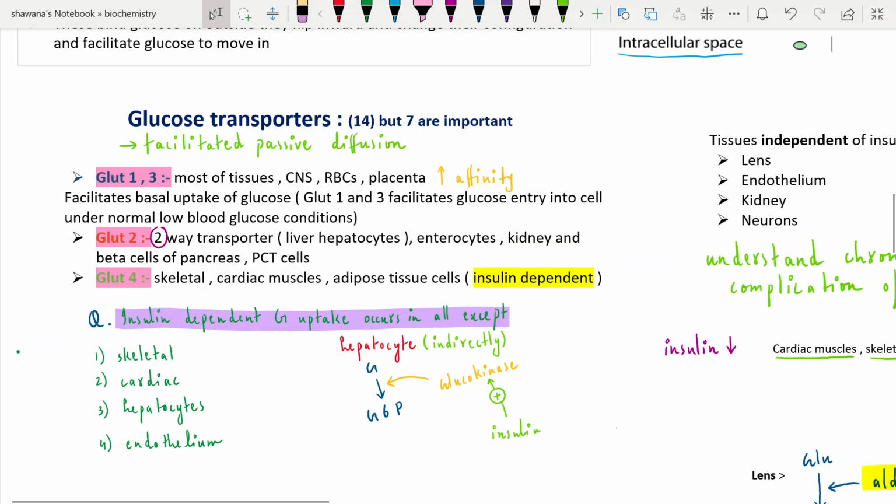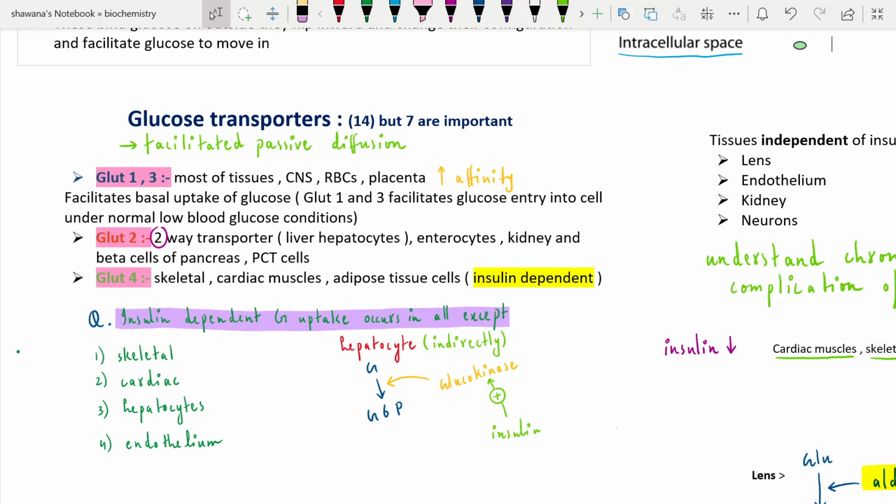Coming to the types of glucose transporters, there are approximately 14 types, but the most important ones are being discussed here. Let's get started. First of all is glucose transporter 1 and 3. I just abbreviate them GLUT1 and GLUT3. Remember that 1 and 3 are present in most of our cells, most of the tissues: the neurons, central nervous system, RBCs, red blood cells, and placenta.